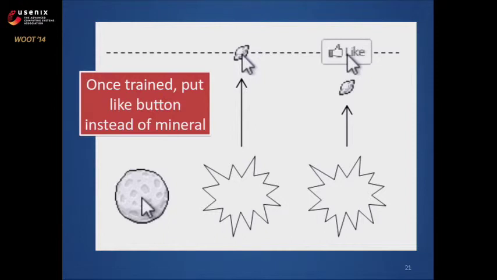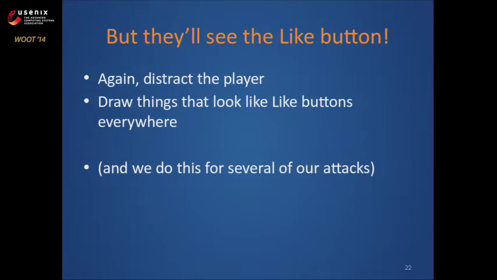So once we train the user to do this, we move the asteroid directly under a like button so that if he clicks the asteroid and then moves his mouse up the same amount as he's been used to, and then clicks again, he'll click on the like button. And it's really hard for him to avoid doing this once he's used to this click, move, click repetition. So there is a chance that he'll see the like button and then stop himself from clicking it.